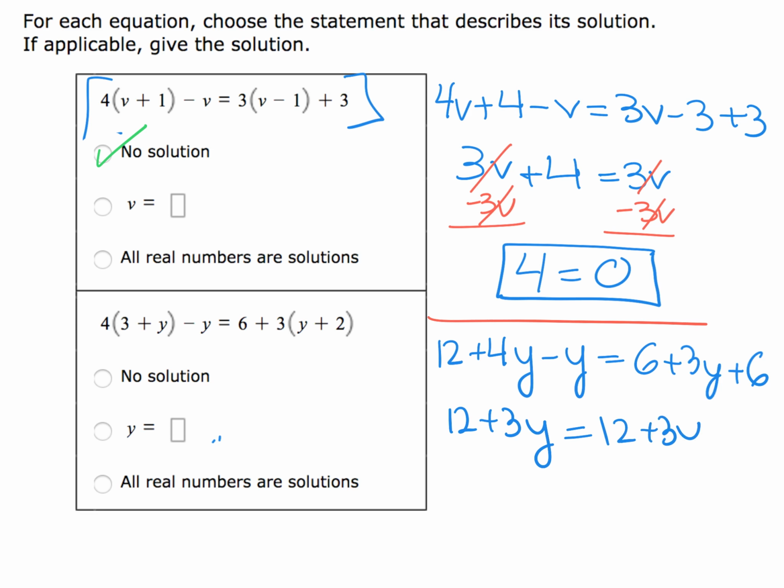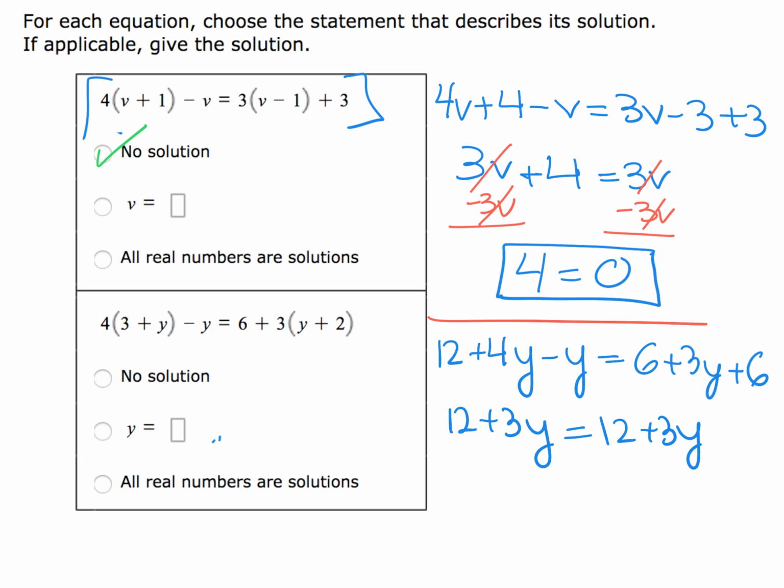12 plus 3y. Okay, now you might be able to see the answer from this step. If not, I'll take you to the next step. But you might realize that 12 plus 3y is always 12 plus 3y, right? No matter what y is, 12 plus 3y is 12 plus 3y.